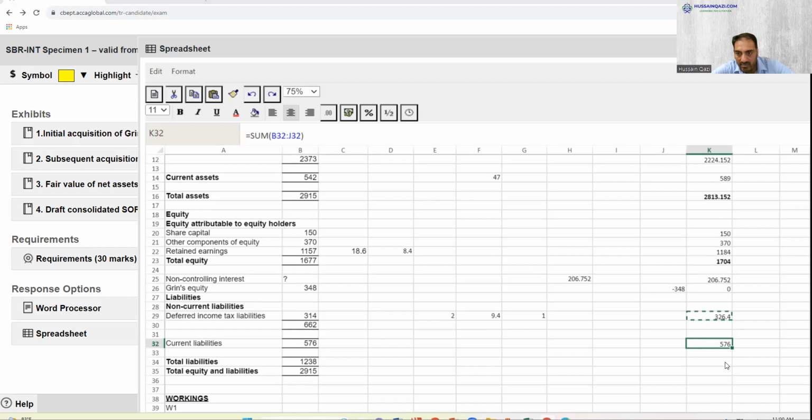576. So here we need to calculate the total liability. Deferred tax, and this is equal to this and this. This is total liability, and this is NCI. So total equity and liability: equity belongs to parent plus equity belongs to NCI plus total liability. 2813.5. Tie. Balance sheet tie.